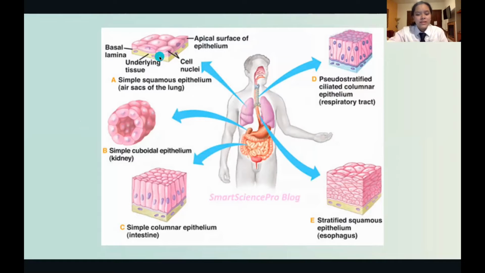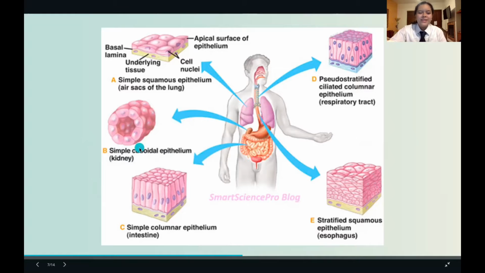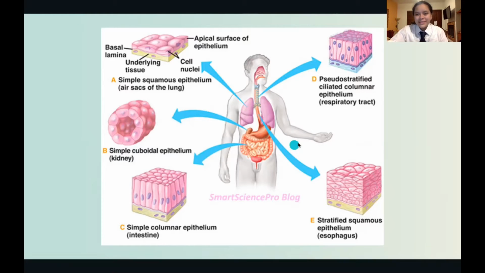As we can see here, the parts of it: the apical surface of the epithelium, as we said before, is the one on the more superficial layer, and the basal is the one deep inside the layers. Then we can see the simple cuboidal epithelium, whose cells have the form of a cube. We can find it in the kidney.